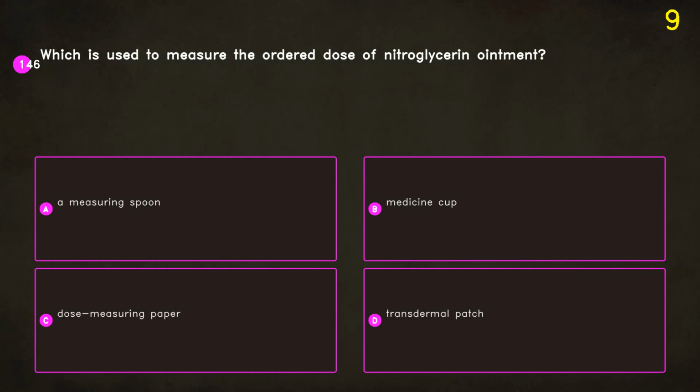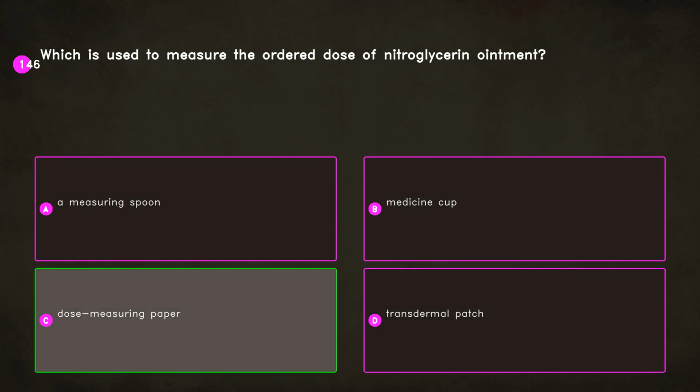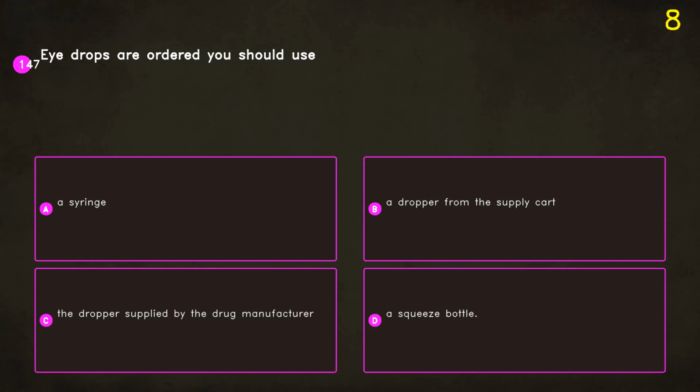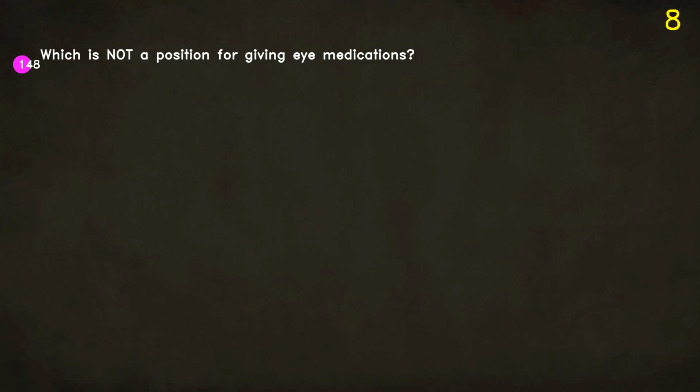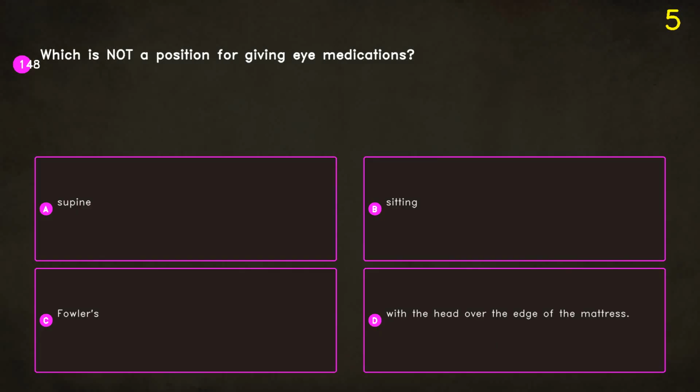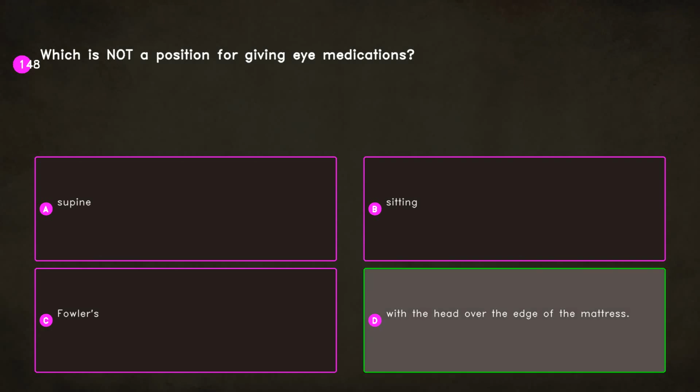Question 146. Which is used to measure the ordered dose of nitroglycerin ointment? A. A measuring spoon B. Medicine cup C. Dose measuring paper D. Transdermal patch. The correct answer is dose measuring paper. Question 147. Eye drops are ordered. You should use A. A syringe B. A dropper from the supply cart C. The dropper supplied by the drug manufacturer D. A squeeze bottle. The correct answer is the dropper supplied by the drug manufacturer. Question 148. Which is not a position for giving eye medications? A. Supine B. Sitting C. Fowler's D. With the head over the edge of the mattress. The correct answer is with the head over the edge of the mattress.